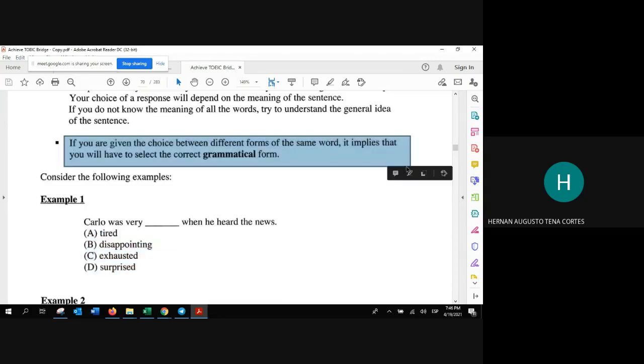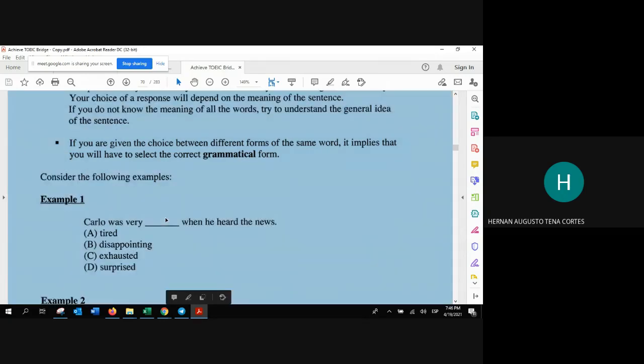Another option is if you are given the choice between different forms of the same word, it implies that you will have to select the correct grammatical form.